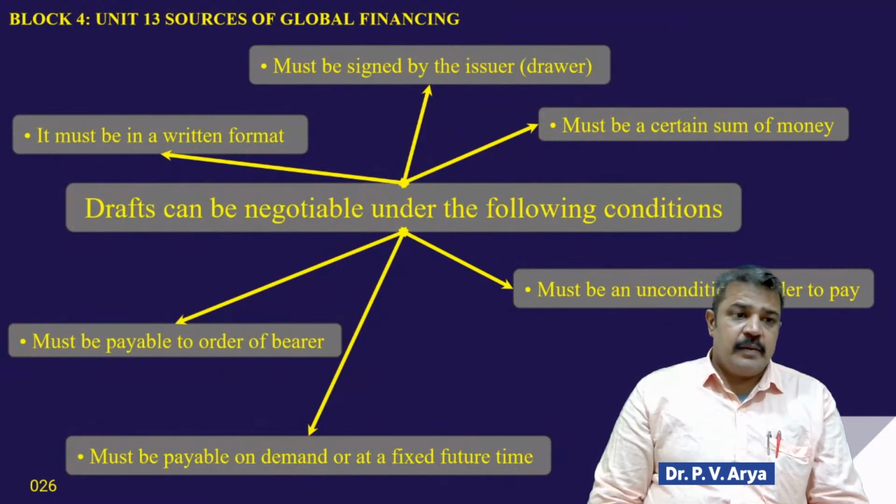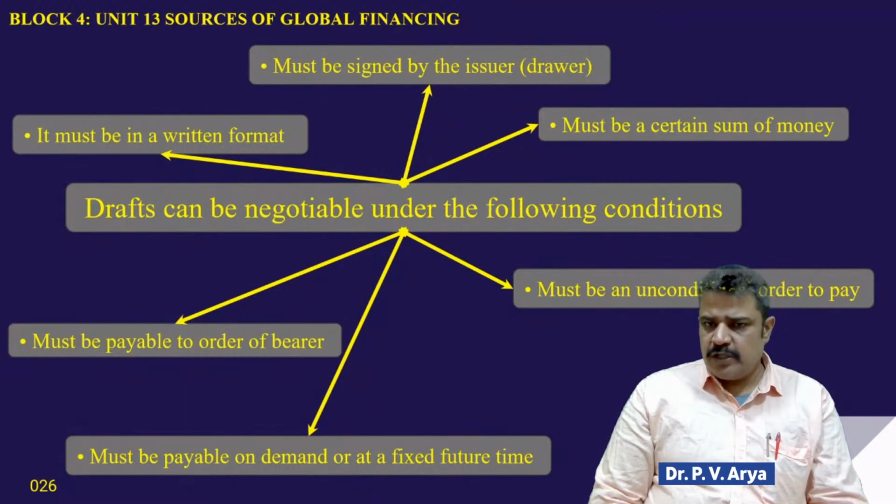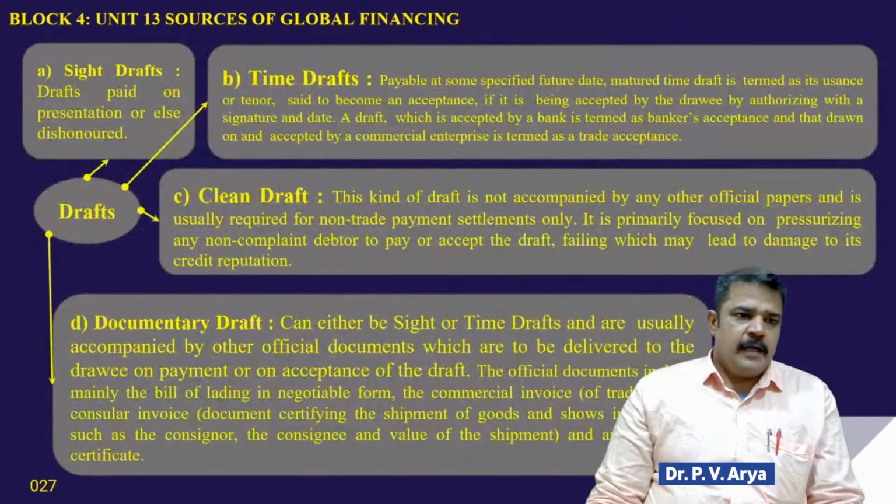First, it must be in a written format. Second, it must be signed by the issuer, the drawer. It must be a certain sum of money, must be payable to order or bearer, must be an unconditional order to pay, and must be payable on demand or at a fixed future time.